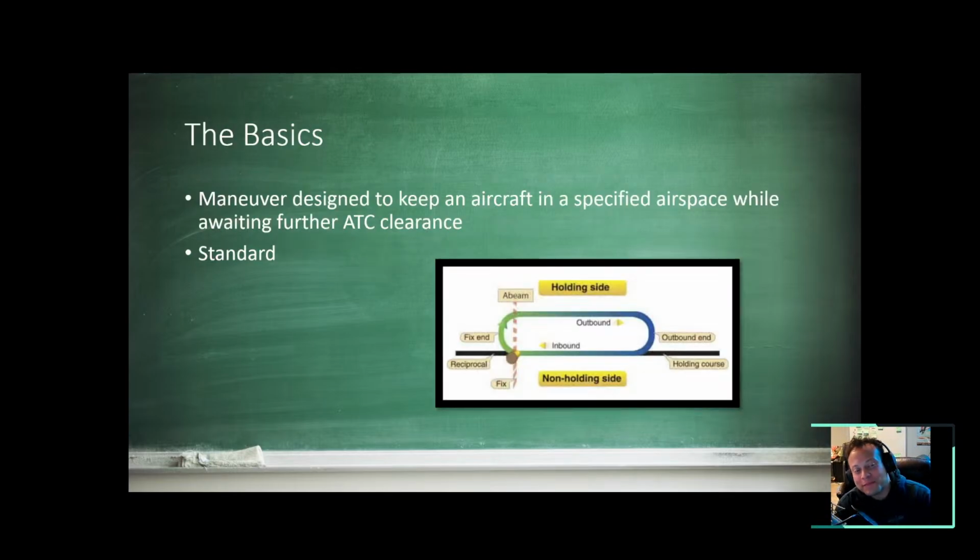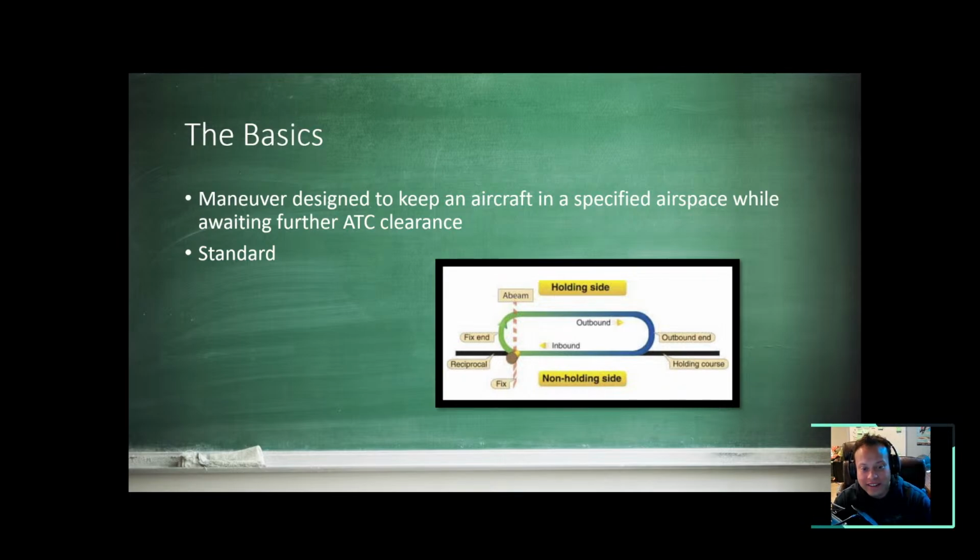Let's talk about the basics. What is a holding pattern and why do we care? Well, the holding pattern is basically a parking lot in the sky. It's a maneuver designed to keep an aircraft in a specified airspace while awaiting further ATC clearance. So if ATC is super busy, they'll be like, hey, hold over there until I have time for you, right? Standard turns are to the right, like we said, and this is what your holding procedure looks like. It's a racetrack shape kind of thing.